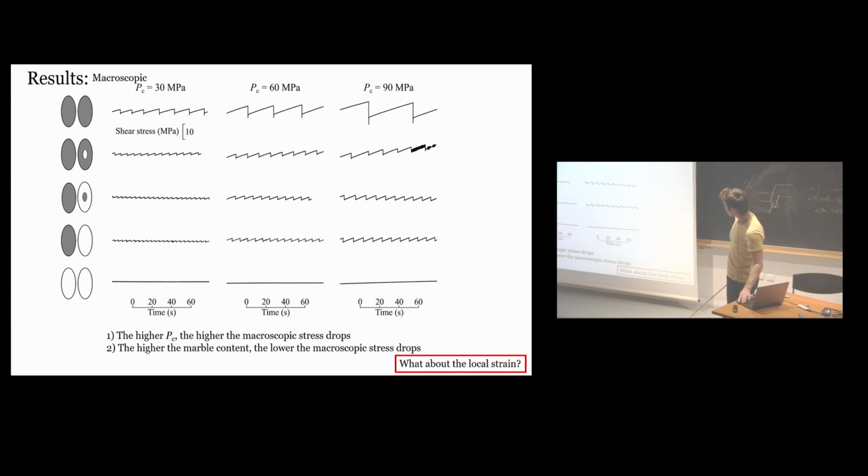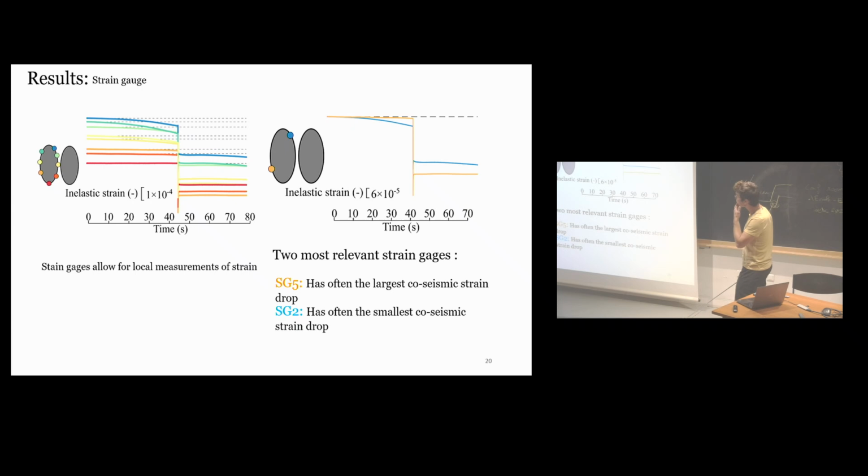So what about the local strain? This is the interest of this talk. This is the strain gauge data for one seismic cycle. You have 8 strain gauges, and it's the inelastic strain, corrected from the elasticity, as a function of time. For simplicity, I will present 2 strain gauges, the orange and the blue one, which were selected because usually they have the smallest and the largest coseismic strain drops.